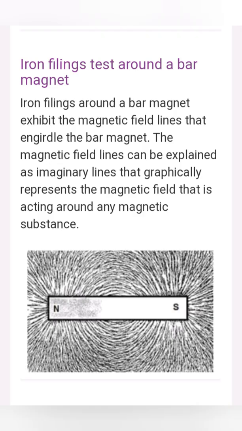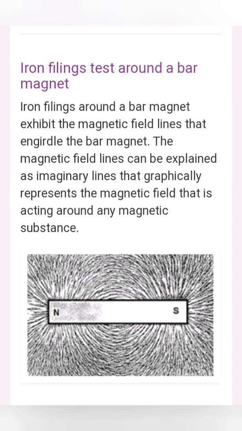Now, how to represent a magnetic field? Take a bar magnet, place it on a piece of cardboard and sprinkle some iron dust around it. Tap the cardboard gently. We will see that the iron dust arranges itself from north to south around the bar magnet. You can see the diagram. The iron filings are going to arrange themselves around the bar magnet in the same pattern. This will represent the magnetic field. This experiment can be done in the lab also.